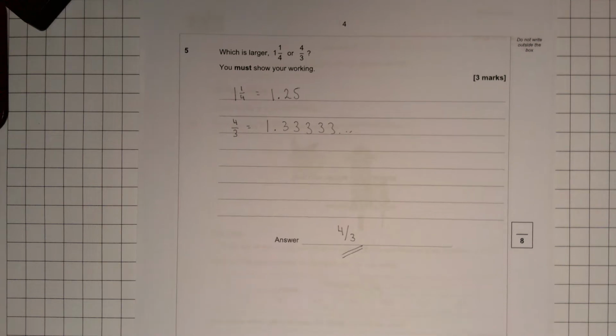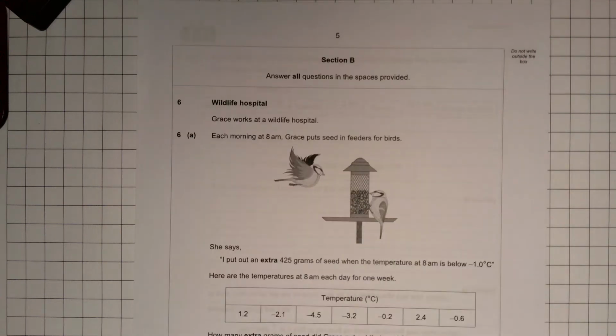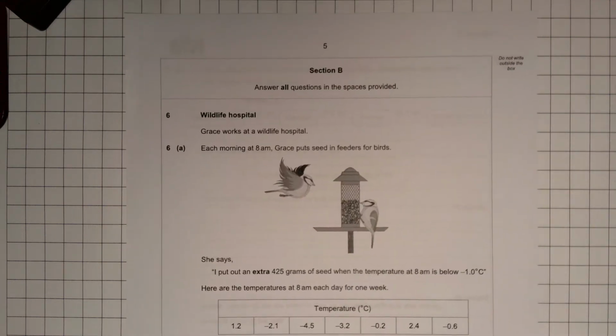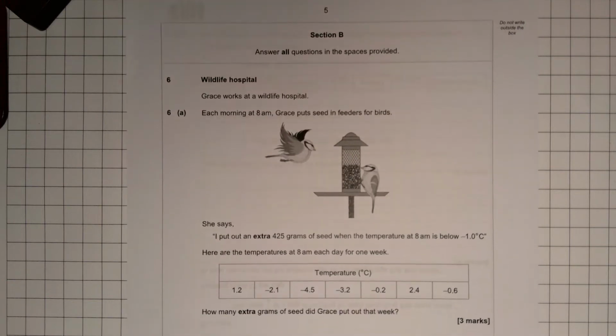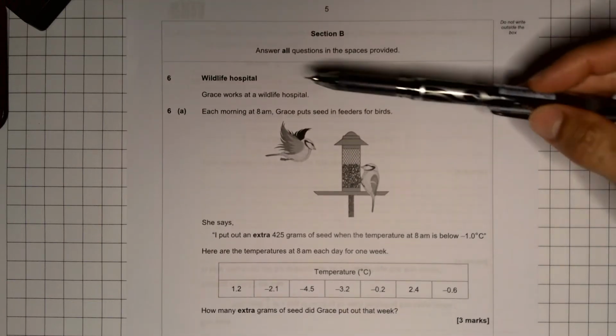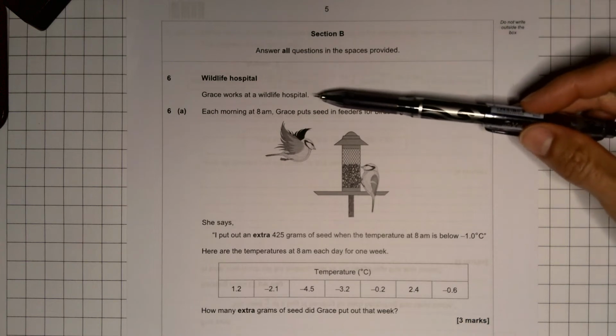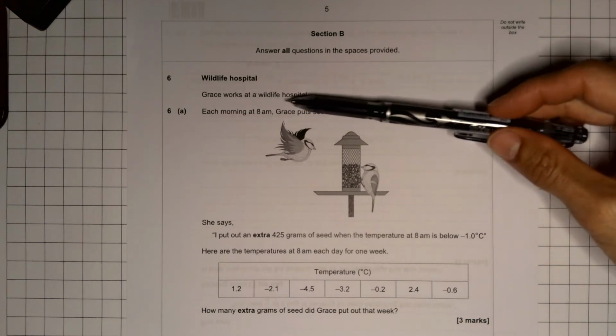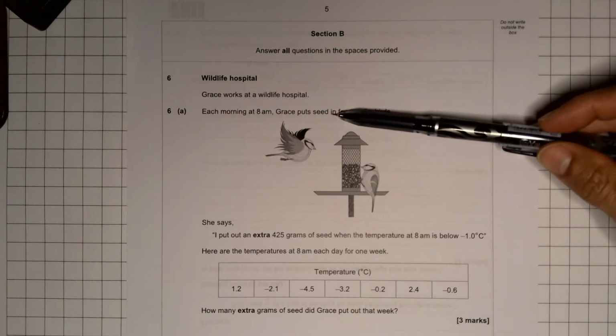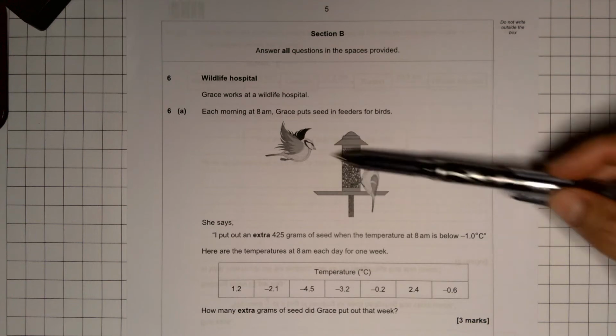Well done. So we're now on to question number 6. And question number 6 is section B. And here we have a wildlife hospital. She works at this hospital. Each morning at 8 AM, Grace puts out seed. You can see some seed in a feeder, and the birds come and eat.